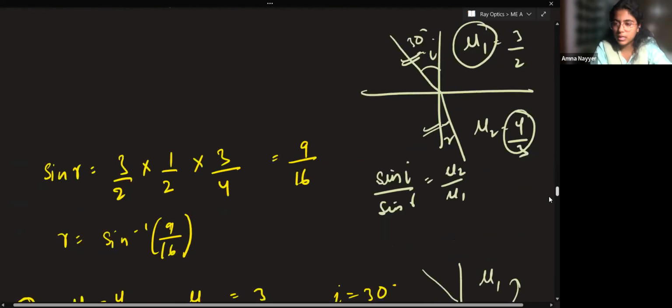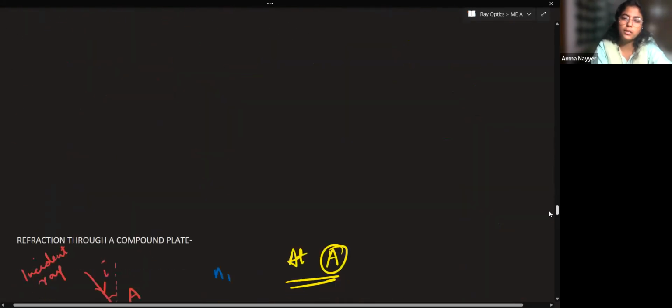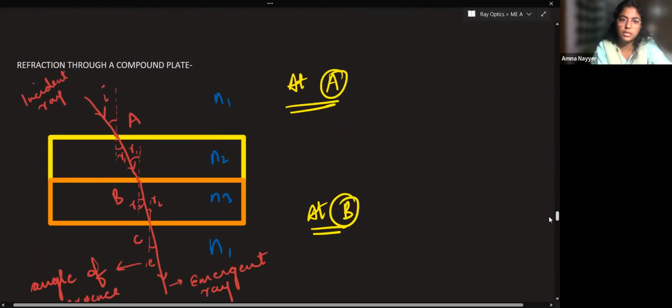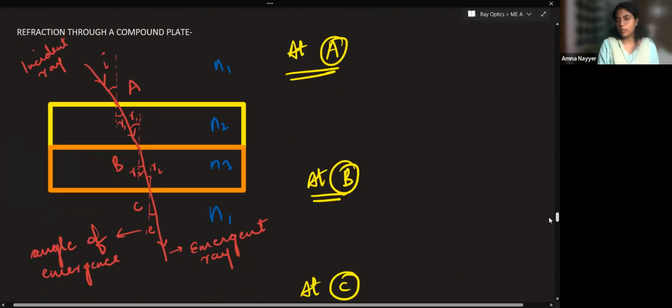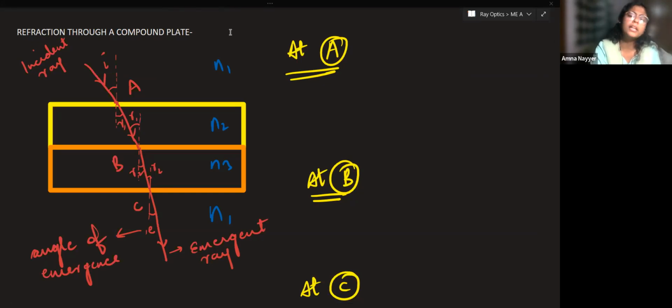Now see, before we start with total internal reflection, one topic is there. Two topics are actually there. Refraction through compound plate. Now see, try to understand this step by step, because whatever you've studied for simple basic refraction, this will be just repeated.